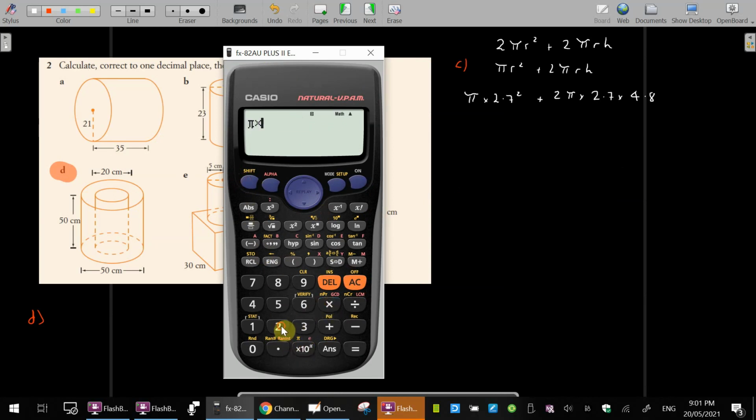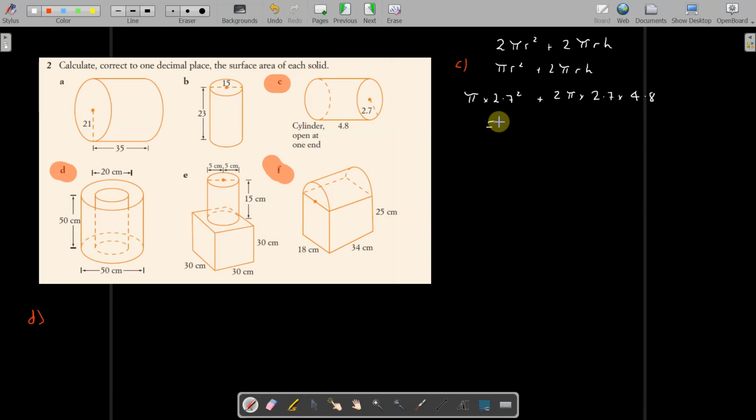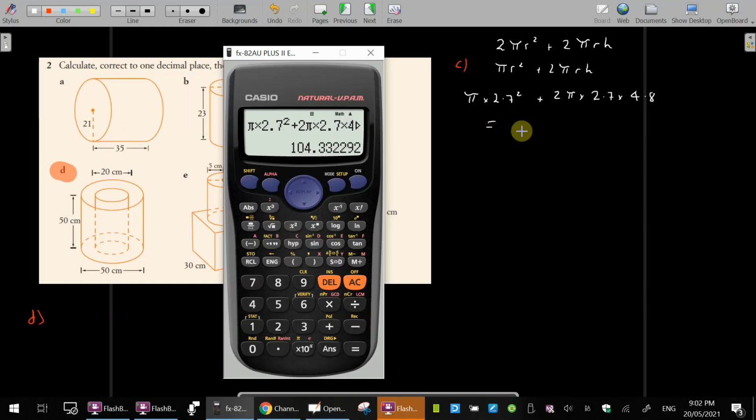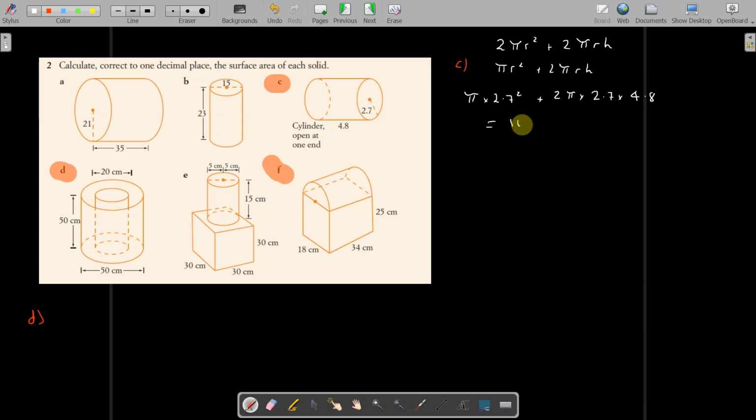Pi times 2.7 squared plus 2 pi times 2.7 times 4.8. Done. Equals, let's get it back, 104.3, that'll do. It didn't give us a unit, so we'll just leave it at that. How easy was that? Okay, part D, a little bit trickier.